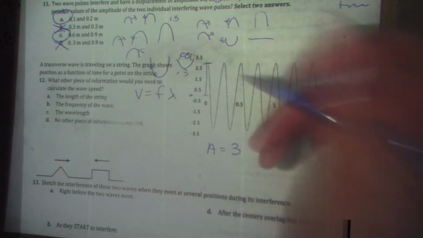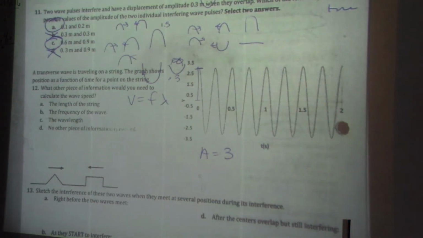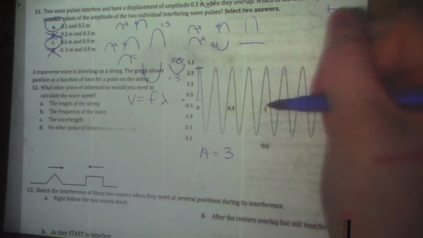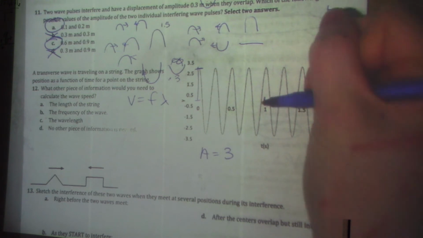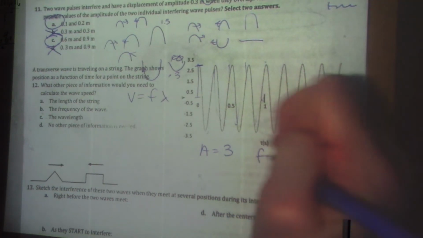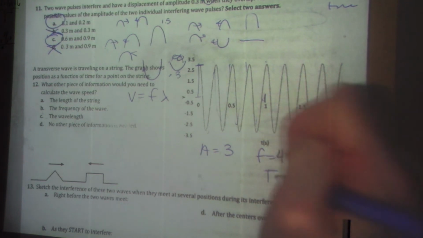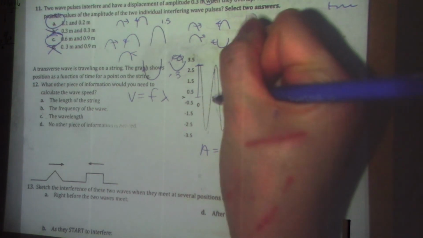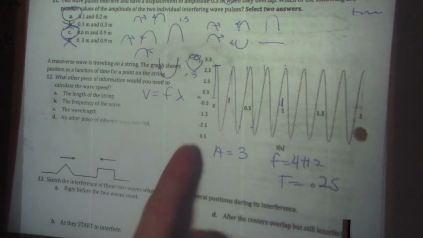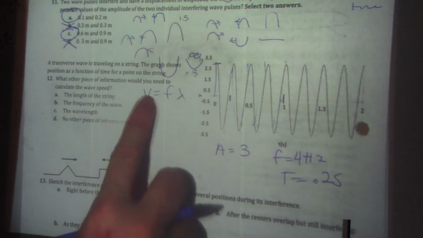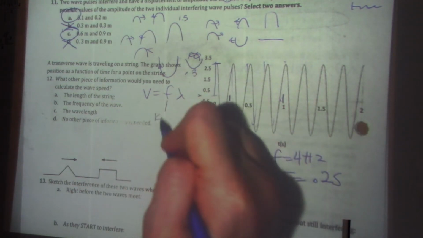I can get the frequency. Remember, the definition of frequency is not the time for one wave, that's the period, it is the number of waves per second. I have 1 second, that's 1, 2, 3, 4. So your frequency is 4 hertz. And then period is the time for one wave. You could say that would be here, that's half of 0.5, which is 0.25, or you can do one over frequency. So I have amplitude, frequency, period. I want to find velocity. Well, that means the only thing that I need is the wavelength.